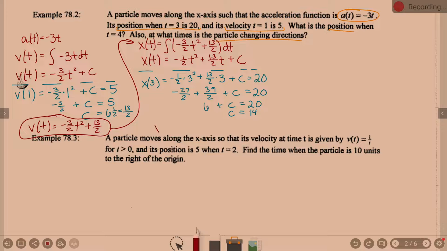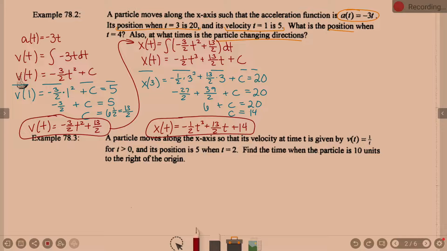So, position function. X of t is negative 3 halves. Nope. I was trying to do a velocity position combo deal. It's supposed to be negative 1/2 t cubed plus 13 halves t plus 14. Now did I get it right? Too many things going on. And I'm even trying to be organized. I really am. There's just a lot going on.